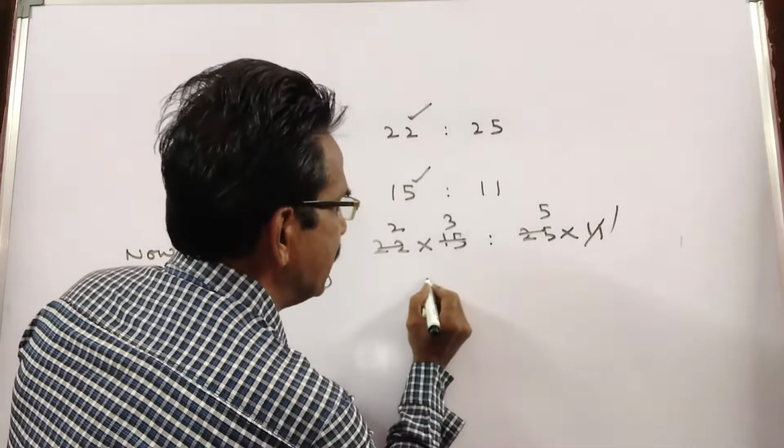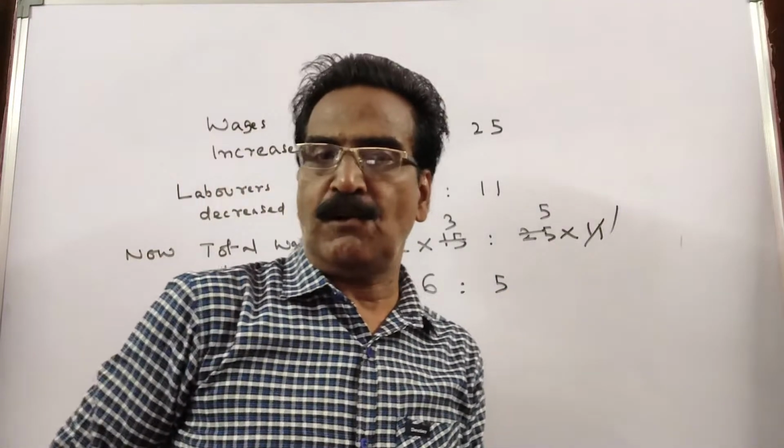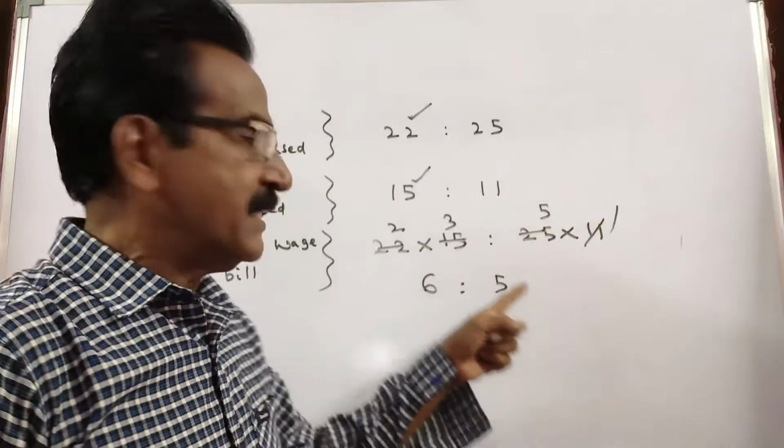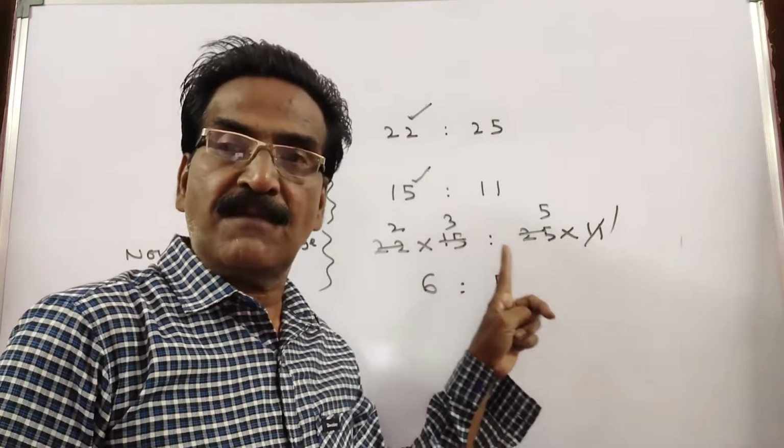So now the bills ratio: the earlier to present bills ratio is 6 is to 5. That means if earlier it was 6, then the present is 5.